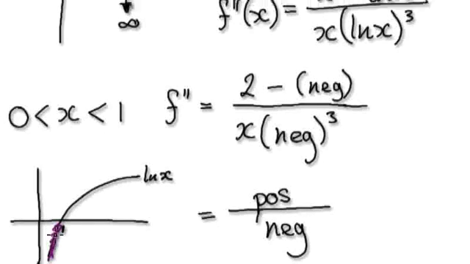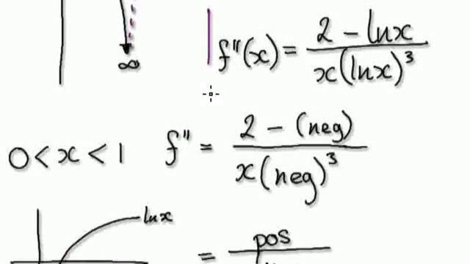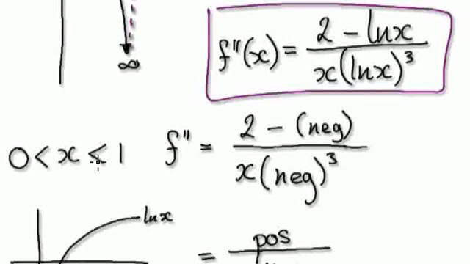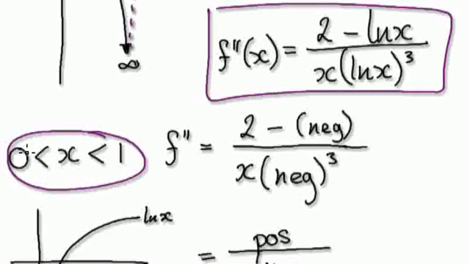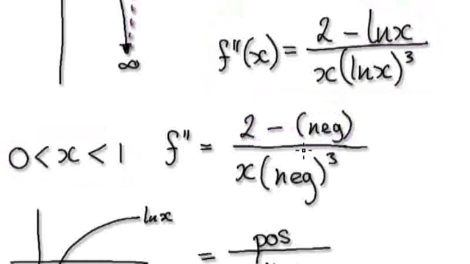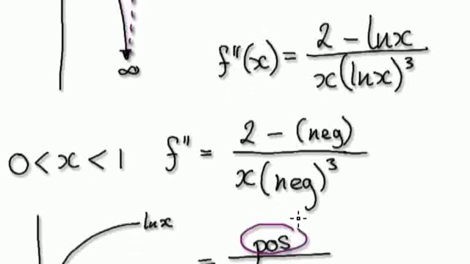So looking at our f double prime here, in the case of x being between 0 and 1, this natural log here is going to be a negative number. So here you've got 2 take away a negative number. Now 2 take away a negative number is going to be a positive number.